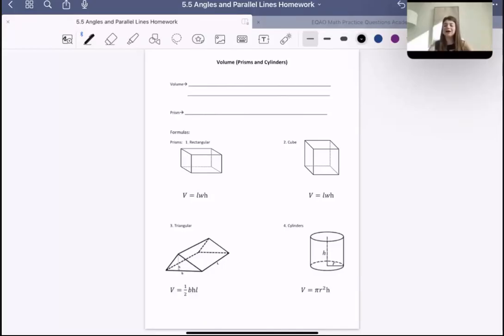Hello, everyone, and welcome back to actually our very last lesson of this unit. We're going to be talking today about volume, the prisms, and the cylinders.